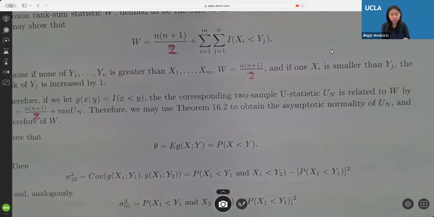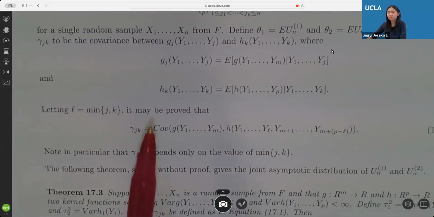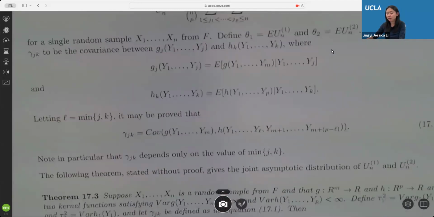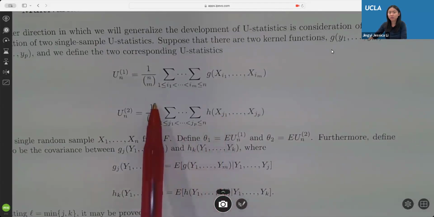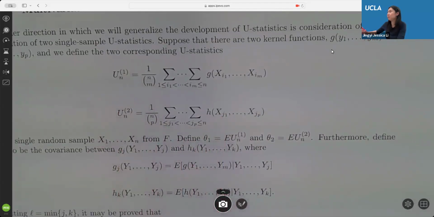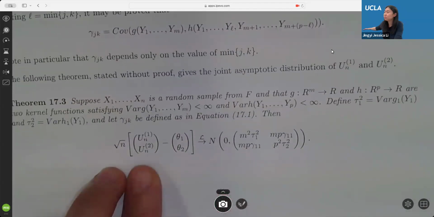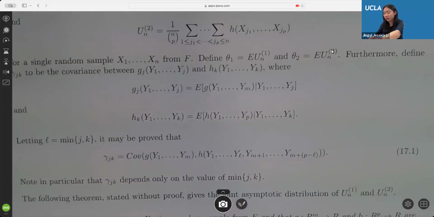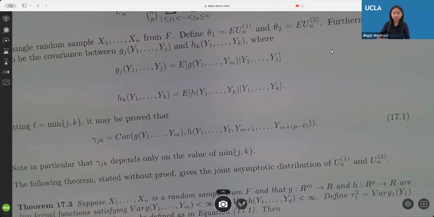That's all I want to say. For the last part, I'm going to skip it because it's multivariate U statistic, so not multi-sample, but multivariate. Basically you have two U statistics based on the same sample. So you have one sample, you get two U statistics, and you are interested in their joint distribution. But I'll leave this for you. This is something you can do as further reading, because it's something natural given what we learned so far.